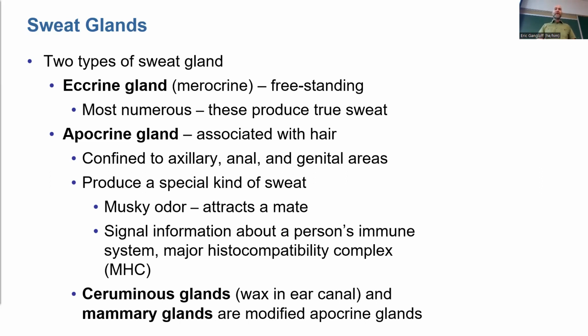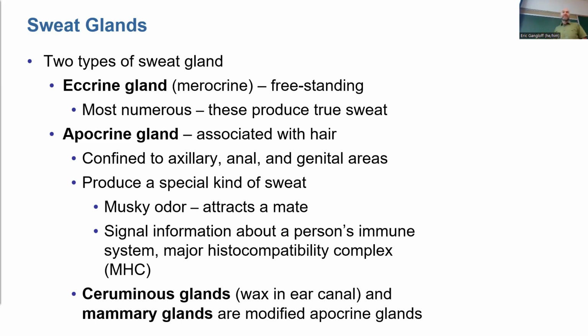Okay. Finally, one other gland I want to talk about, and we'll wrap things up here, is something called the ceruminous glands. Ceruminous glands and mammary glands are two other kinds of glands produced from the germ layer ectoderm.